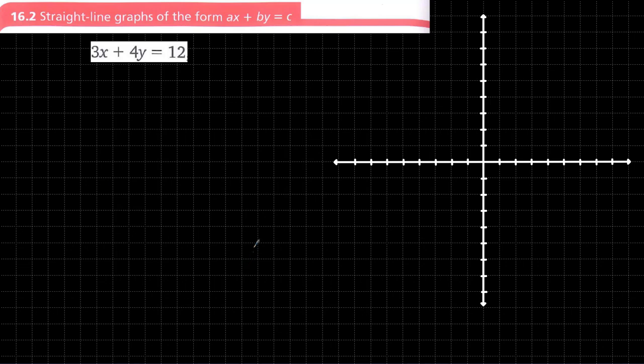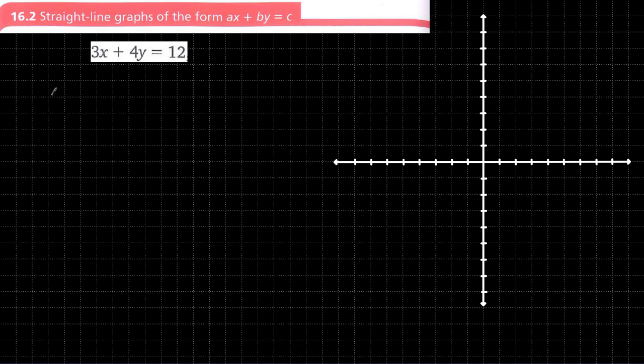Hi dear students, we are going to learn in this video how to draw the graph of the straight line. The form ax plus by is equal to c is generally called the standard form of the straight line. So here this is the function and I'm going to find the graph of it, and I'm going to explain how to find the graph of the straight line.